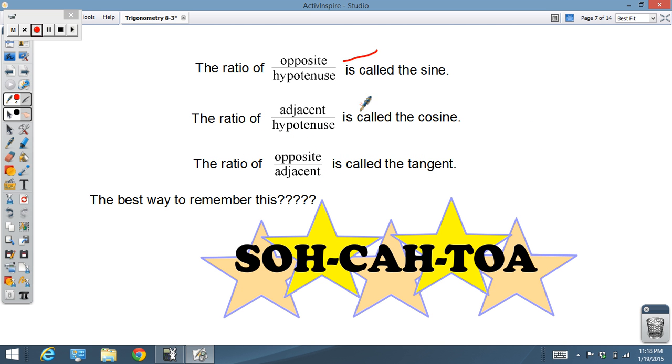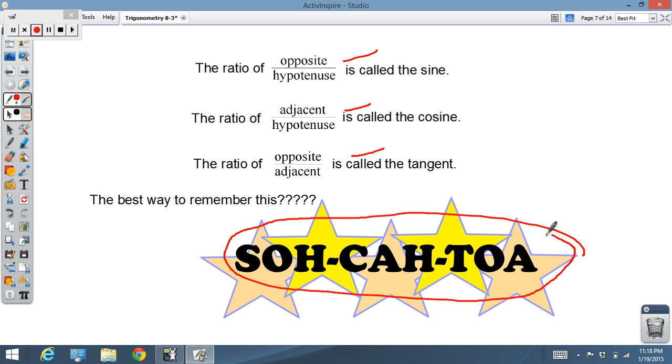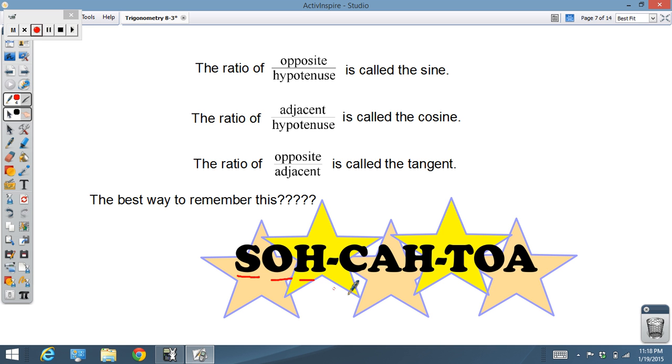The ratio of opposite over hypotenuse is the sine, adjacent over hypotenuse is the cosine, opposite over adjacent for any angle is called the tangent. And the best way to remember this, people have been doing this for 100 years, is SOHCAHTOA. It is your best friend. Sine is opposite over hypotenuse, cosine is adjacent over hypotenuse, tangent equals opposite over adjacent. All right, hit that one in the memory banks hard.